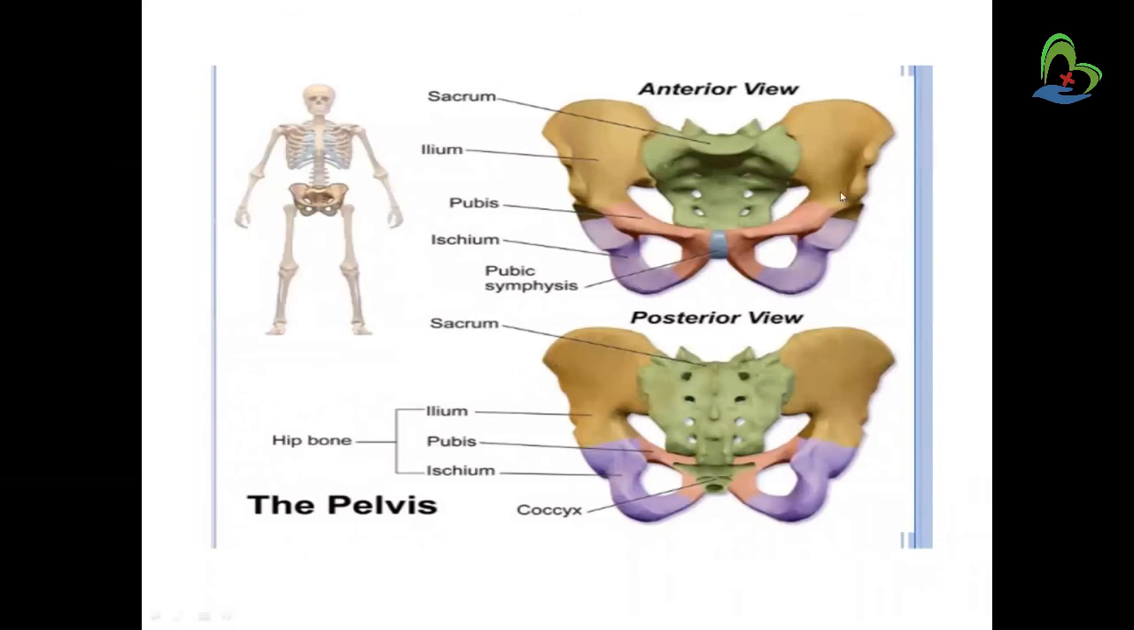So here in the figure there is an anterior view as well as the posterior view. In the anterior view, the labeled bones are the sacrum, the ilium, the pubis and the ischium. The ilium, pubis and ischium together form one innominate bone on each side, and the two innominate bones are joined at the pubic symphysis, and the lower part of the sacrum is the coccyx.